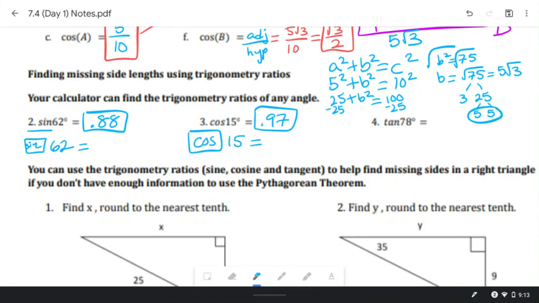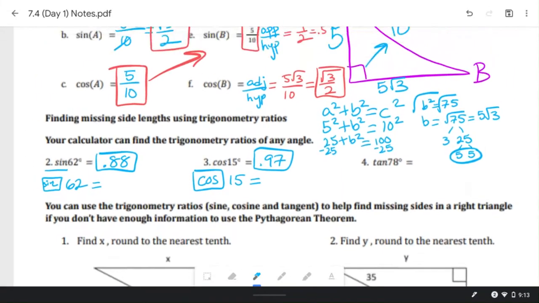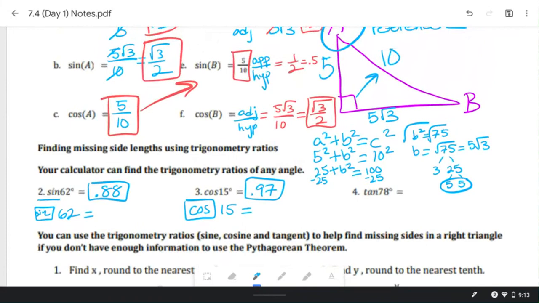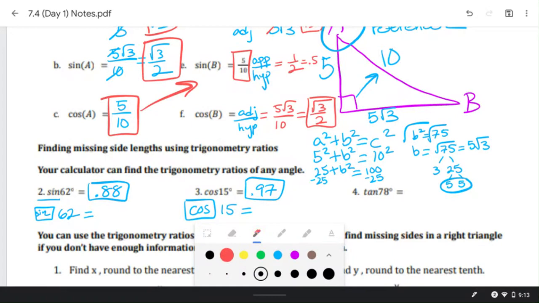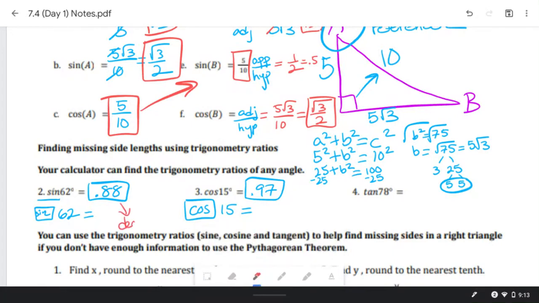So what this is doing is the calculator is finding those ratios, but it's finding them in decimal form. So if we come back here, like 5 over 10 is 0.5, right? That's in decimal form instead of fraction form, and the calculator is putting it in decimal form. Instead of a ratio, it's telling you the decimal form of it.